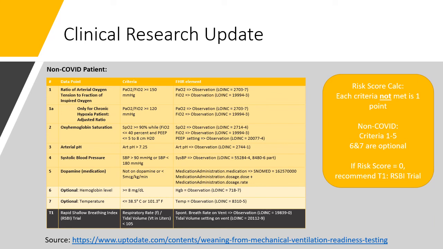For the non-COVID patient, as you can see, there are 5 top criteria, with the first criterion being different between regular patients and those that are chronic hypoxia patients. Criteria 6 and 7 are optional criteria that the end user can decide if they want to include in the algorithm, but per clinical research are not always indicative of a patient being ready for weaning. Once the risk score of 0 is met for the overall algorithm, the system will recommend that the physician order a rapid shallow breathing index trial, and if that passes, the patient is then ready for weaning.